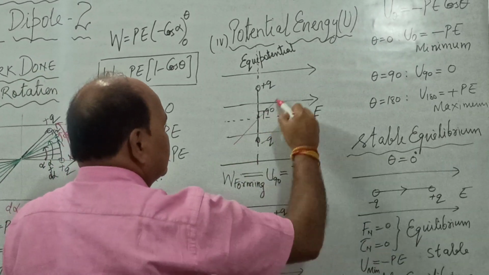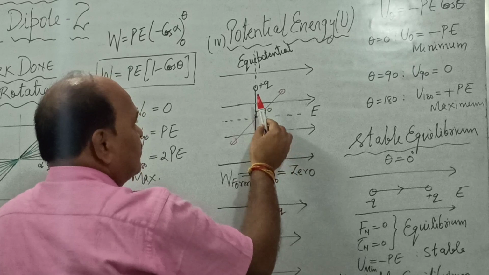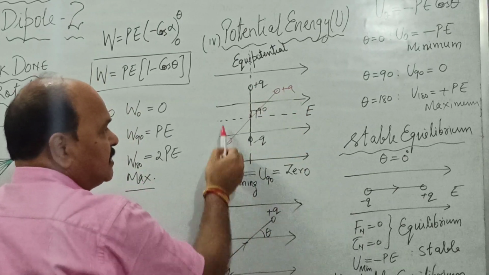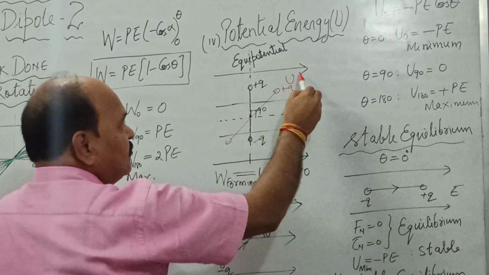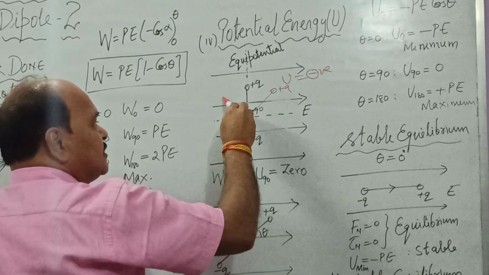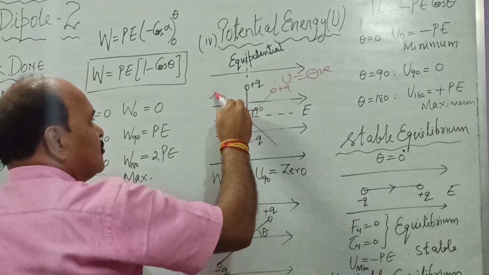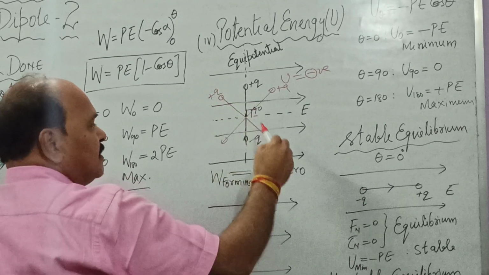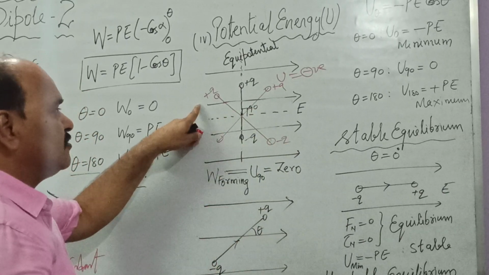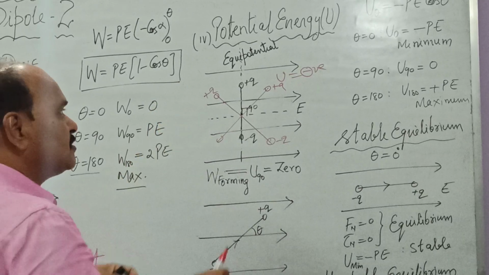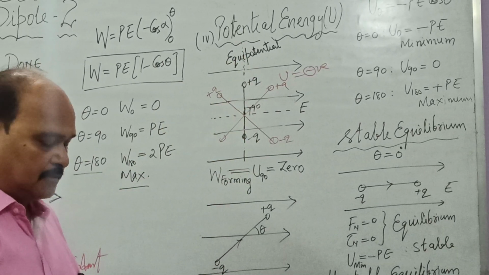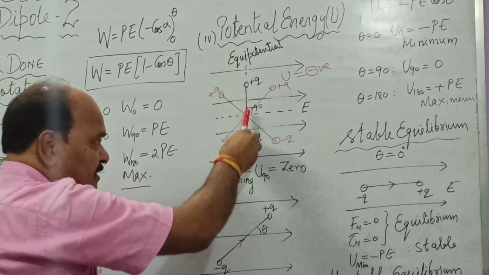In this orientation, or when positive charge is in this right half and negative charge in the left half, the potential energy is going to be what? Negative. And when the dipole is in this orientation, that is, positive charge is in this left half and negative charge is in the right half, in that case, the potential energy is going to be positive. Why positive? Because this is the reference line for energy. In this orientation, the energy is 0.